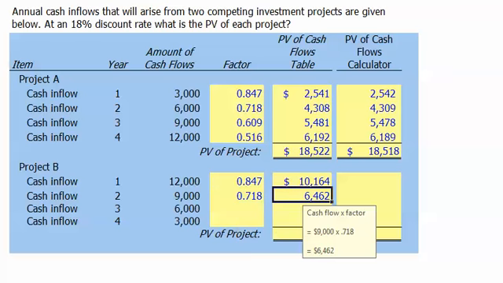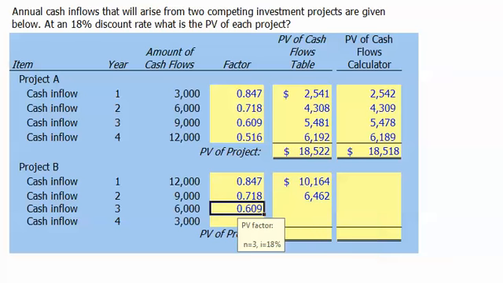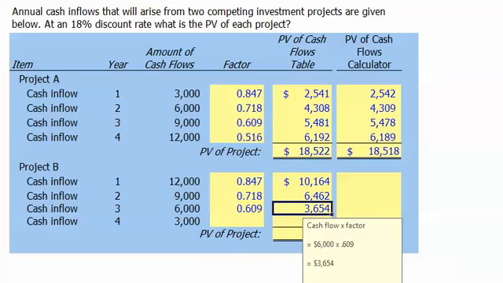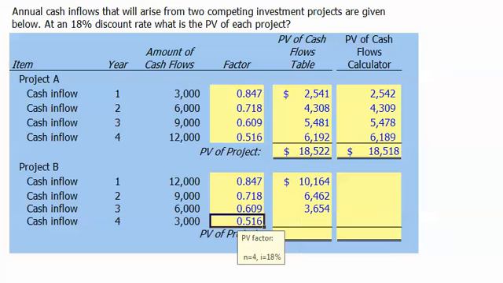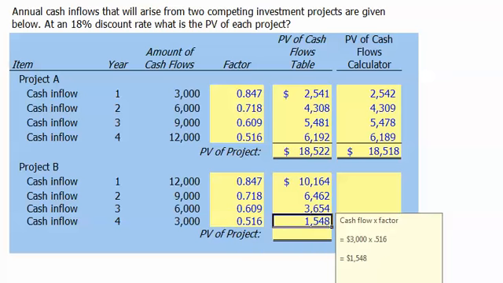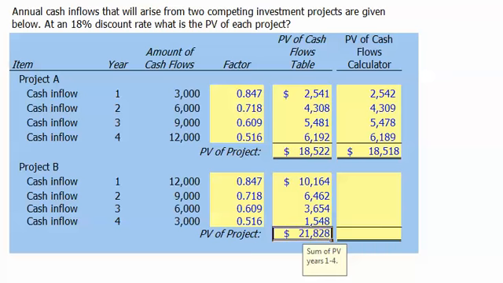The year 2 cash flow will be discounted back at 2 periods with a present value factor of 0.718, which we multiply by $9,000 to get a present value of $6,462. The year 3 cash flow will be discounted back using a factor of 0.609 and has a present value of $3,654. The year 4 cash flow of $3,000 will be discounted back for 4 periods at 18% with a present value factor of 0.516. We multiply that by 3,000 and get a present value of $1,548.